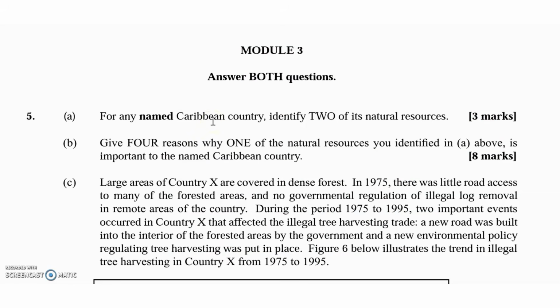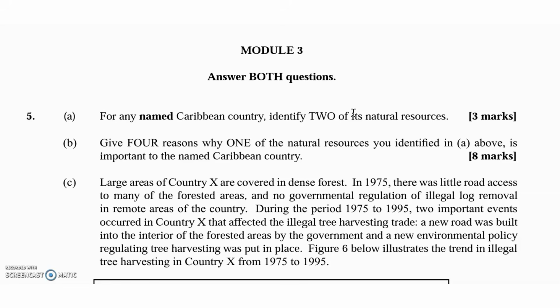Now, folks, I would like to focus on Guyana. So the named Caribbean country is in fact Guyana. Two of its natural resources can simply be forests. Guyana is actually known for its forests and also for gold. Gold is in fact mined in Guyana.